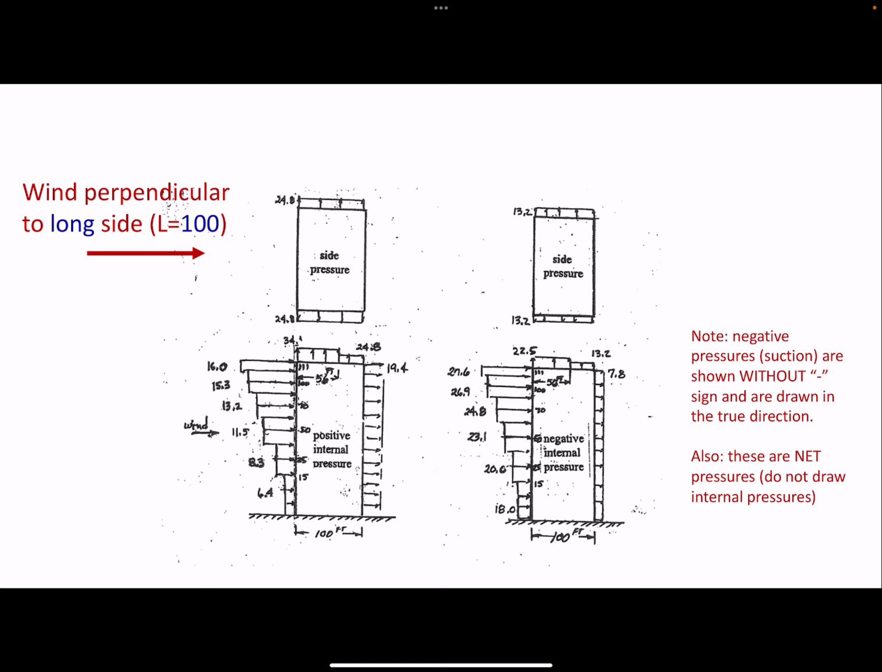For the case of positive internal pressure, we have windward pressure acting in one direction and internal pressure acting in the other direction, so they kind of balance each other out to an extent. You'll have a net pressure still in that direction. And then on the opposite side, the leeward pressures are greater for the case of positive internal pressure compared to negative internal pressure. Same with the roof and the sidewalls.